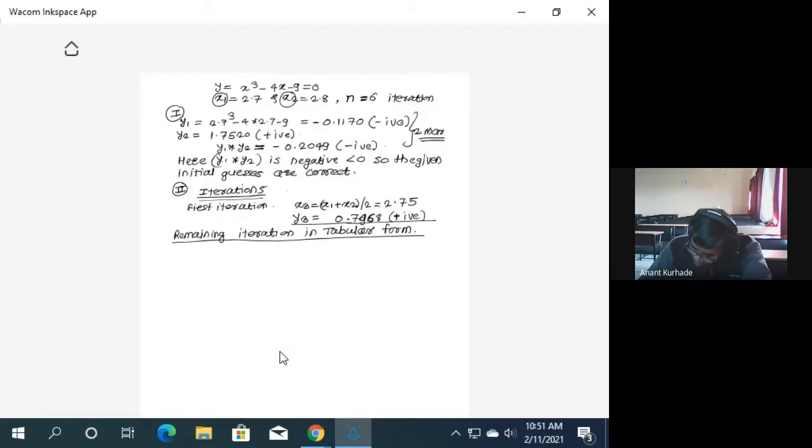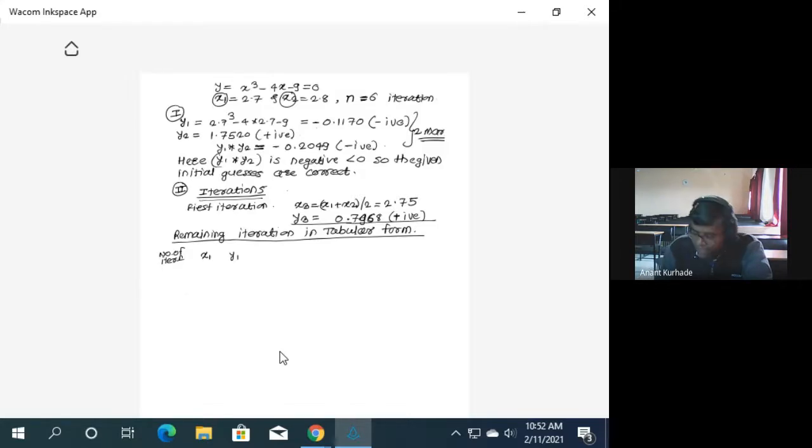Okay, all are ready? Fine. Now you have to form a table. Your first column should be the number of iteration. Next, what is given? Your first initial case, so your next column should be x1. Once we have the value of x1, we immediately find the value of y1, so your next column should be y1.